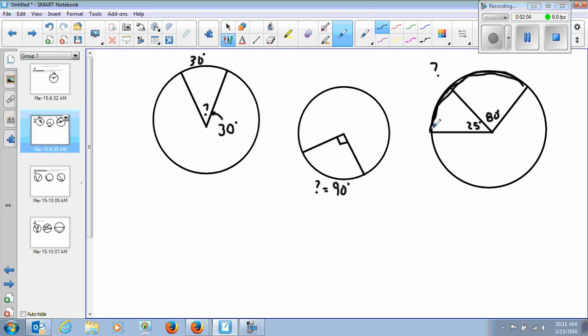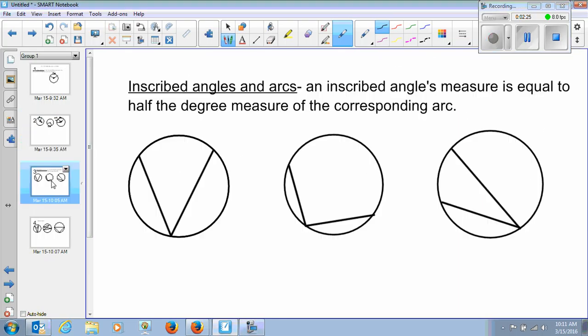Well, if we look at it, those two arcs added together make the whole arc. This is 25, I know that. This is 80. So together, the whole arc there would actually equal 105 degrees. So far, so good. Hopefully, this part is easy. Now let's look at some different examples. So now we get to a difference.